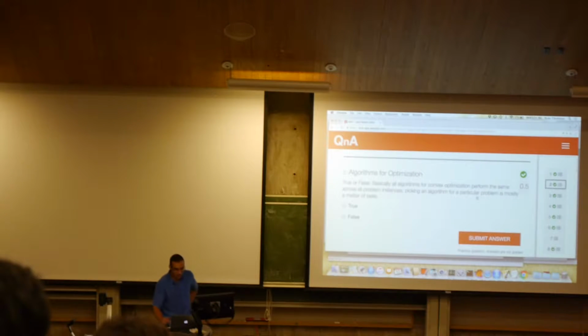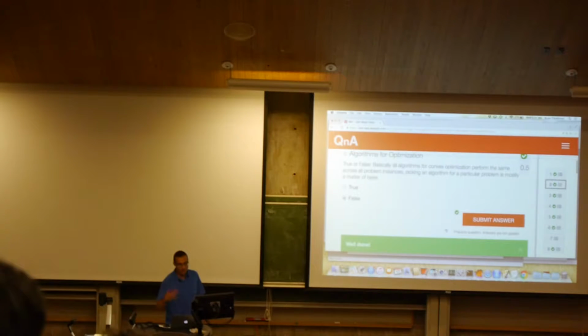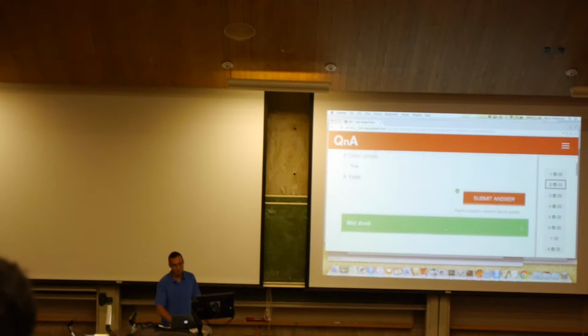Second question. Basically, all algorithms for convex optimization perform the same across all problem instances. Picking an algorithm for a particular problem is mostly a matter of taste. OK, so had you been in lecture, hopefully we got that point across that, yes, the algorithms perform differently in different situations.